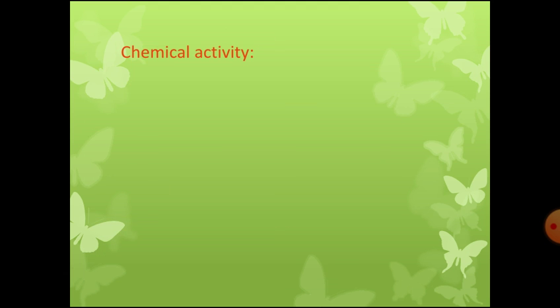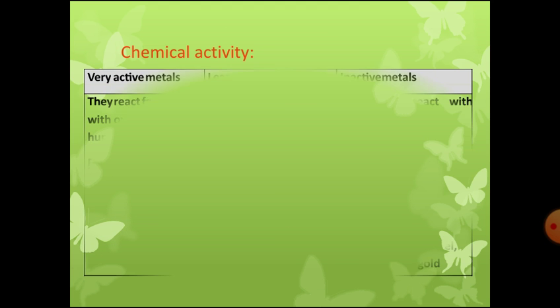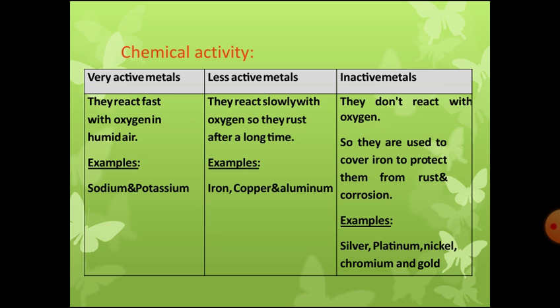Finally, we reach the last thing in our lesson, which is called chemical activity. We can differentiate between materials according to chemical activity into three types: very active metal, less active metal, and inactive metal. Very active metals are elements that react fast with oxygen in air, like sodium and potassium, and we put sodium and potassium under kerosene surface. Why? To prevent them from reacting with moist air or humid air.